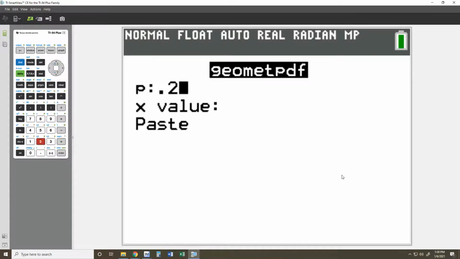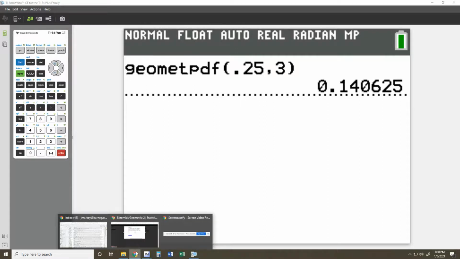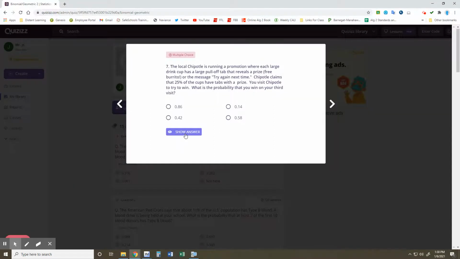You have a 25% chance of victory, and you're trying to win on your third attempt. Like 14%, or 0.141 if you want to round it. Go back to here. There you go. 0.141, which rounds to 0.14. Yep, there it is.